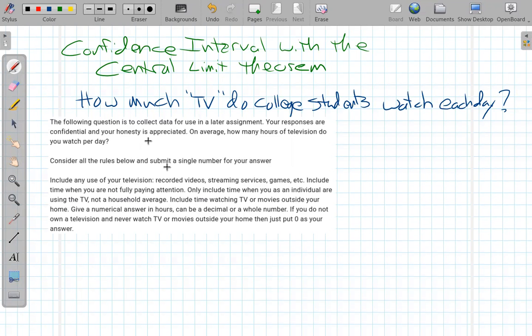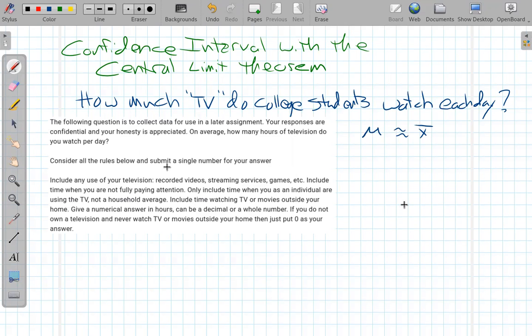Now, we have been using StatKey to simulate other samples to get a sampling distribution, and from the sampling distribution, we can get a confidence interval. The central limit theorem gives us a bit of information about this. So for example, using the central limit theorem, we say that the population average is going to be approximately equal to the sample average.